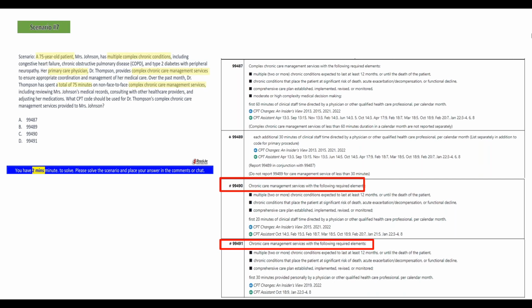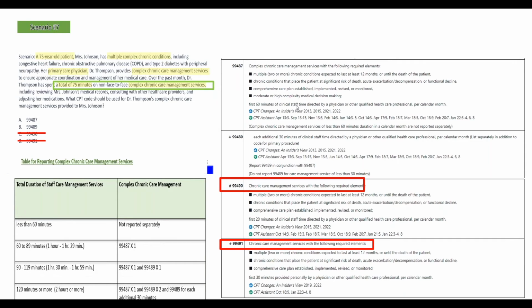So what did we have in our scenario? We had complex chronic care management services provided. Yes, you can see the documentation: a total of 75 minutes of non-face-to-face complex chronic care management services were provided. So that means option C and D are incorrect. That leaves us with option A and B, and option B is incorrect because that's an add-on code, a standalone code. You cannot code them separately. So option A is the correct answer.